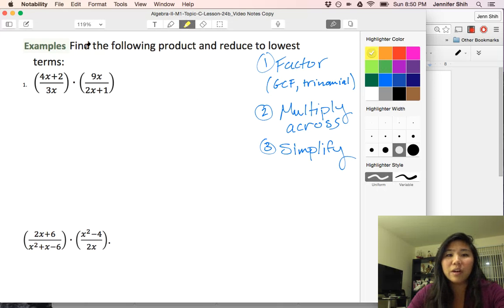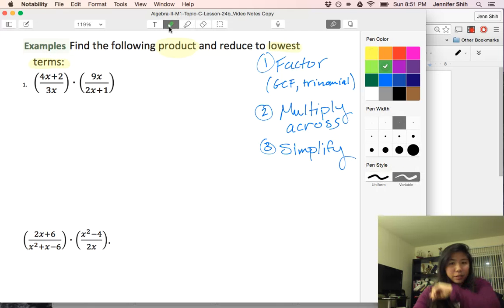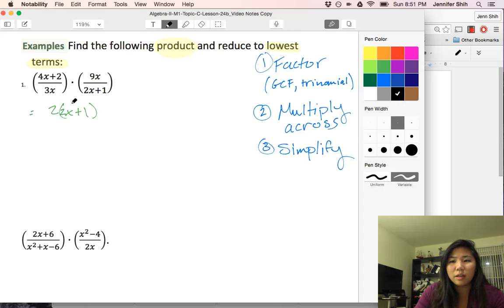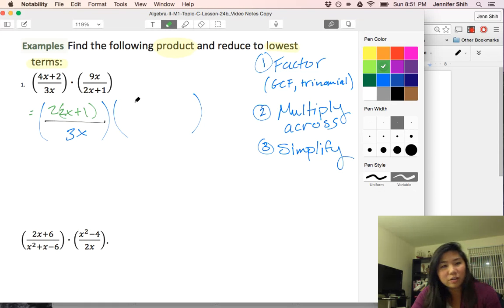Okay, so let's try this out. The instructions are find the product and reduce to lowest terms. So we have to do two things. We have to multiply, and then we have to reduce. Okay, let's factor first. I'm looking at this numerator, and it says 4x plus 2. So its greatest common factor is 2, and I'm left with 2x plus 1. And then I'm going to draw a bar, and my 3x is going to stay 3x. Okay. In my numerator on my second term here, I'm going to factor out a 3.